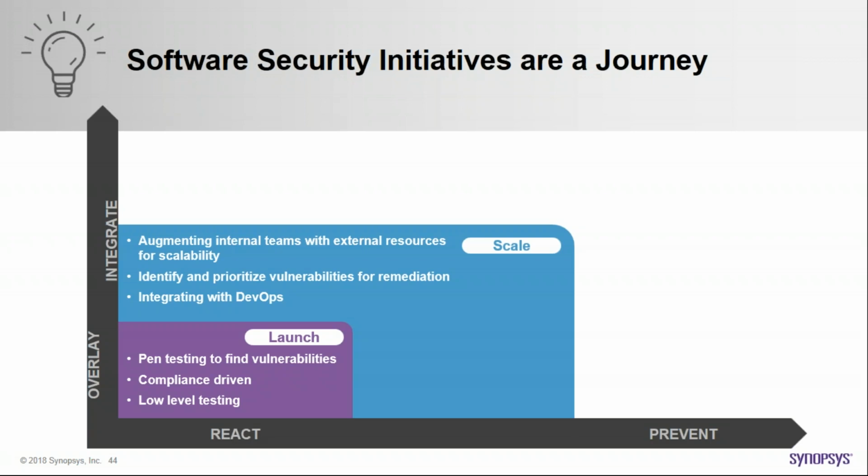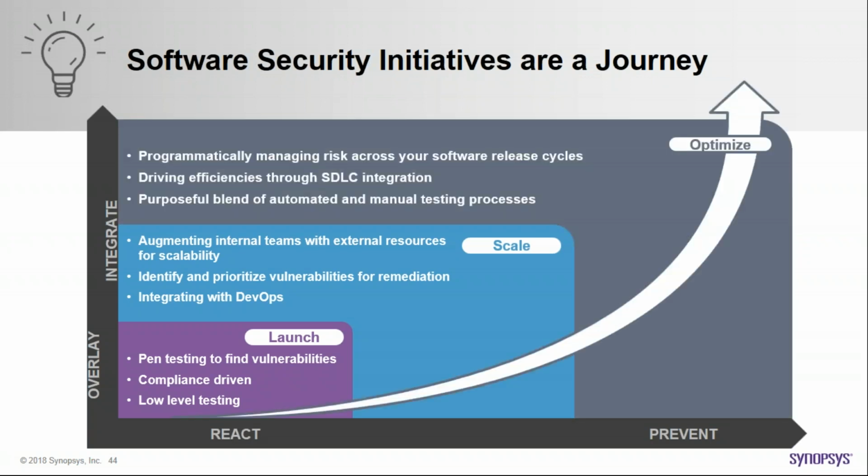So you can go to professional or managed services. They identify and prioritize the vulnerabilities for remediation. Again, when you first get started, you can't fix everything, but you should have a means for prioritizing that. And then integrating this with DevOps specifically so that you can now start looking at having a DevSecOps program. And then finally, more mature, they've got programmatically managed risk across all software release cycles. They're driving efficiencies through the software development lifecycle integration, and there's a purposeful blend of automation and manual testing processes.